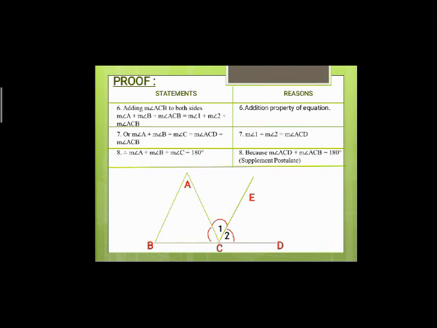With the help of the supplement postulate, we know that angle ACD plus angle ACB, the sum of both the angles, is equal to 180 degrees. Now just put the value of that term as 180 degrees. Then we say that angle A plus angle B plus angle C is equal to 180 degrees. Now we have proved that the sum of the angles of a triangle is equal to 180 degrees.